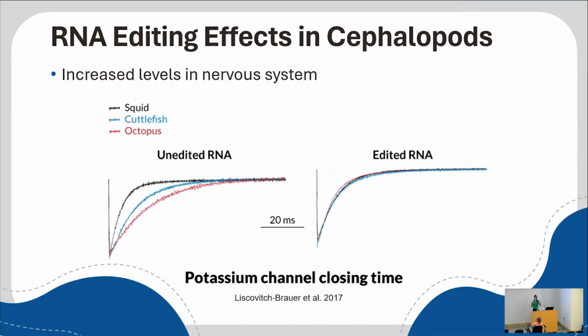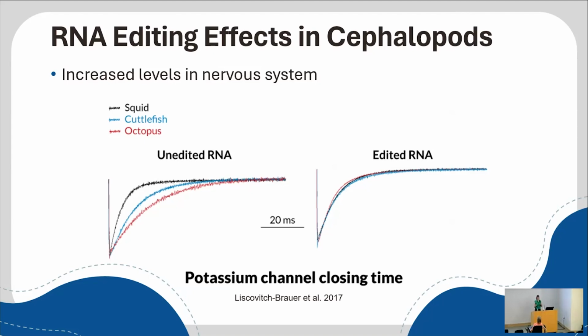But is this just noise? Is this having an actual functional effect on these cephalopods? And Liscovitch-Brauer et al. 2017 did a study identifying these editing sites, and they looked at these potassium channels. This editing site has increased levels in the nervous system in cephalopods. And so they looked at this potassium channel closing time, and in squid, cuttlefish, and octopus, so 3 separate clades of cephalopods, they all have a different closing time, you can see here. As soon as this protein is edited, they all converge on the same rate.